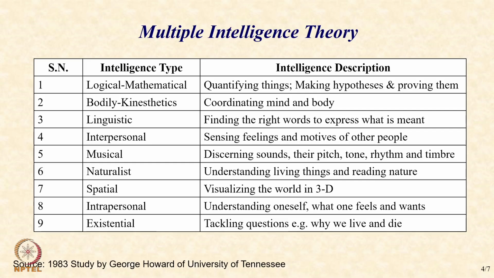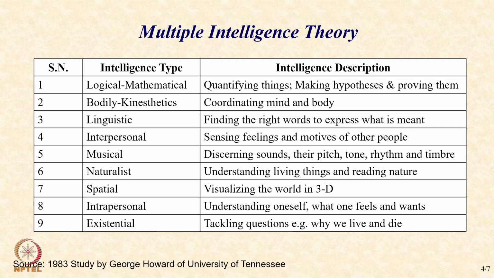People who understand living things and read nature have what is called naturalist intelligence. A lot of people are, for example, bird watchers, people who work with animal sanctuaries, with nature. Many people have spatial intelligence. For example, they are able to visualize the world in 3D, in paintings, in drawings. They are able to create perspective views of various 3-dimensional objects. They have this spatial intelligence.